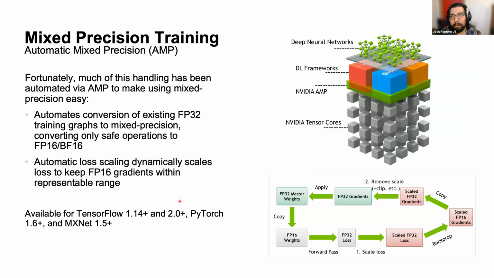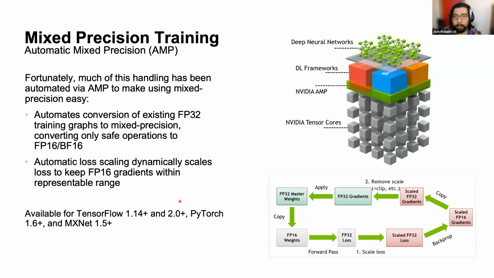Applying this can be pretty error prone if you tried to do it yourself. So for a very long time now, NVIDIA has introduced something called automatic mixed precision in PyTorch and other frameworks, which makes using mixed precision easy. If you take a model and pass it into the automatic mixed precision functionalities, it'll automate the conversion of your training graph into a mixed precision graph by taking safe operations and converting those to FP16 where it can, FP16 or BFloat16. And then for gradients, it'll do automatic loss scaling to keep gradients within a representable range.